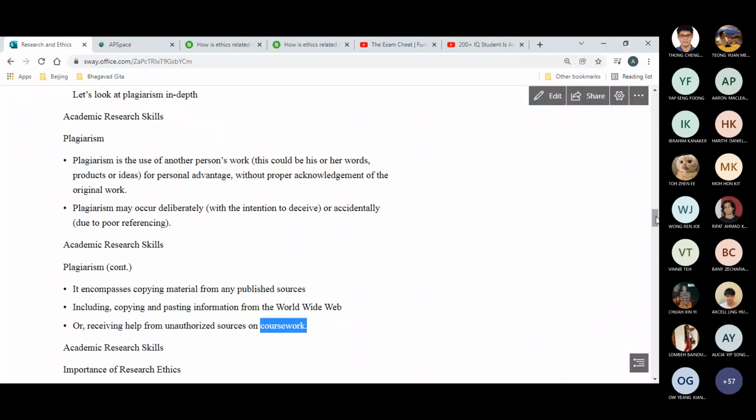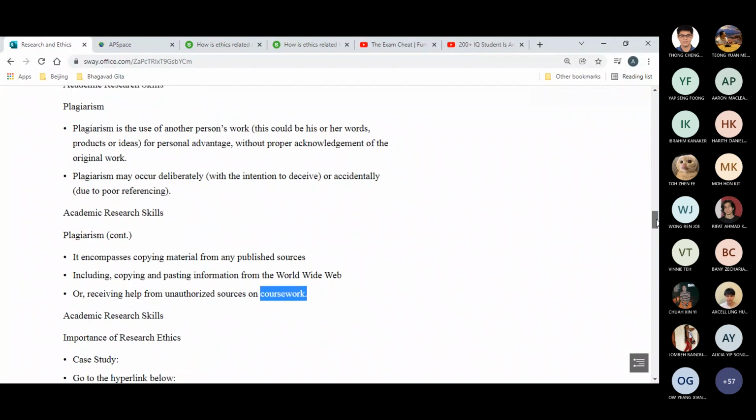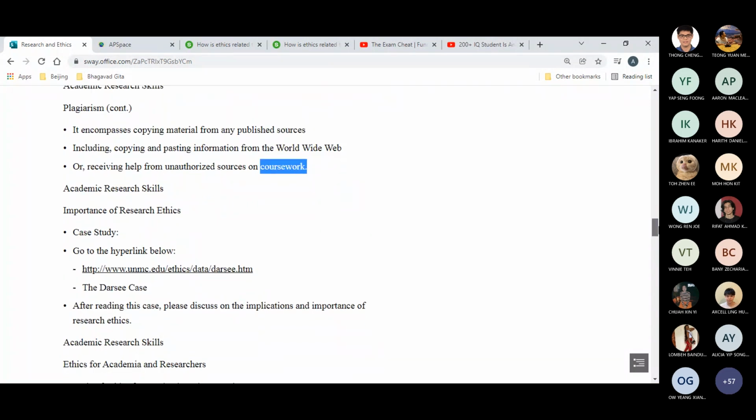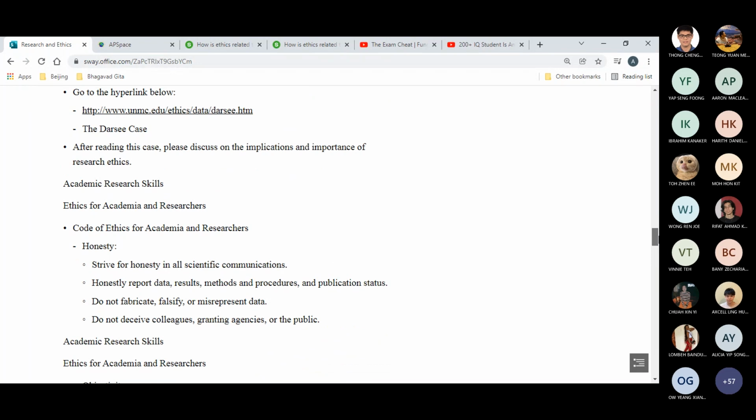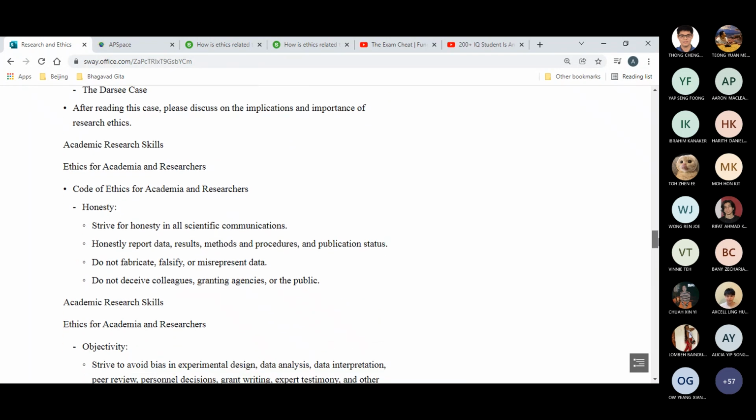Yeah, I was saying, no hiring people to do assignments and all that. Okay, all right, so I will keep the case study. I'll show you some other case study. So now, ethics for academia and researchers.